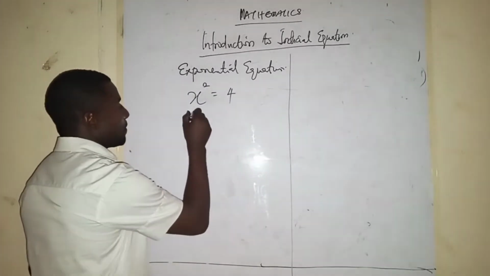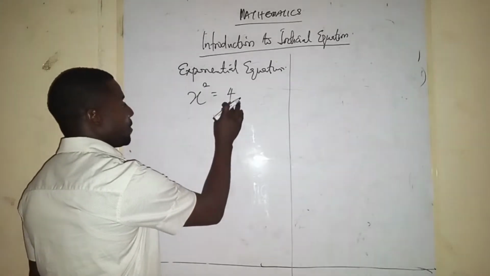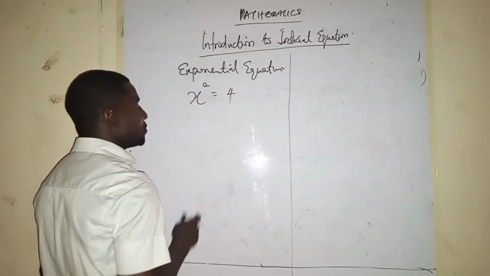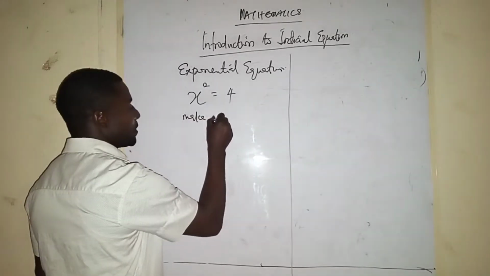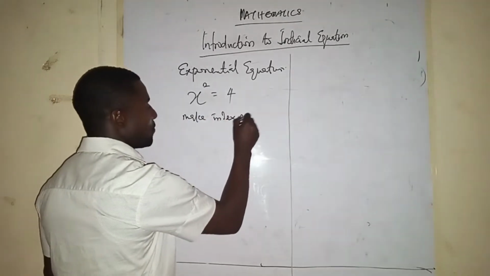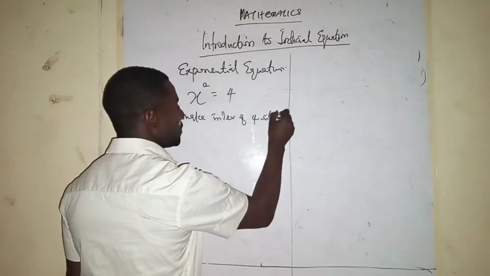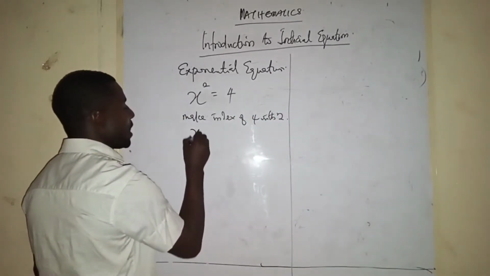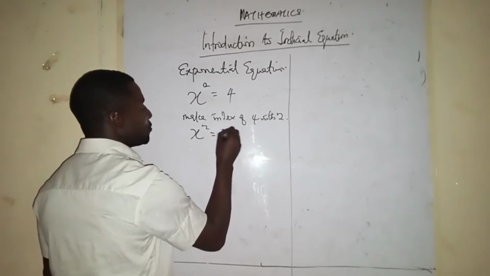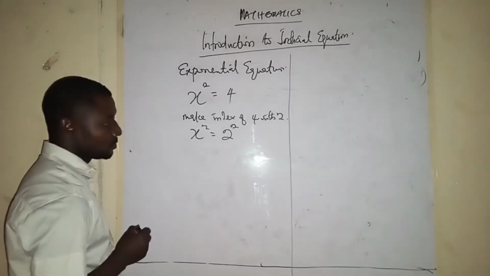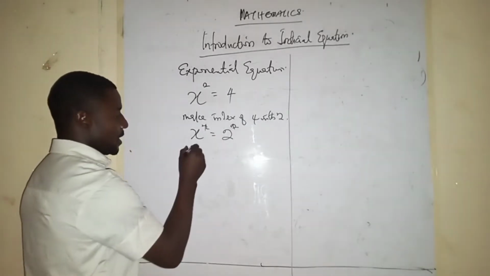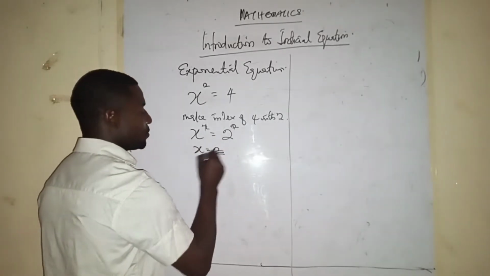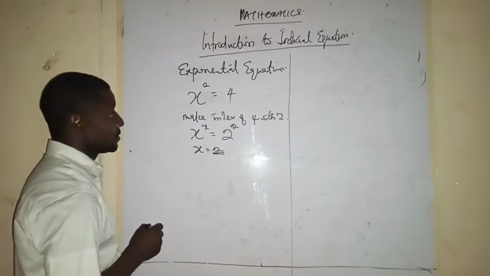How do you solve it? You make an index of 4 with a power of 2. So 4 becomes 2 raised to power 2. This will give you x power 2 is equal to 2 raised to power 2. The 2 will cancel the 2. Then x is equal to 2. It's as simple as this.